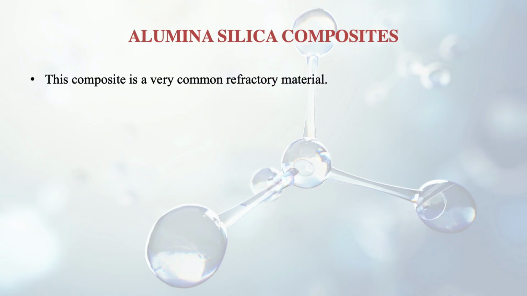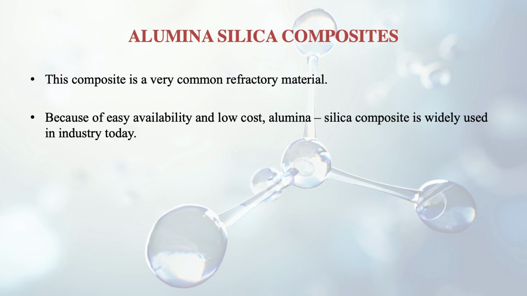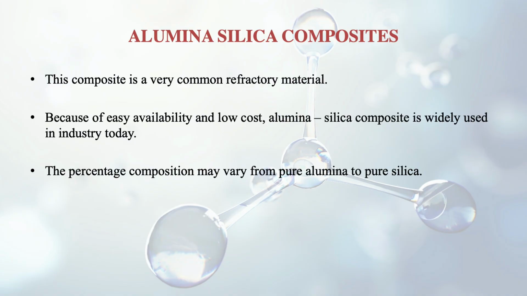First of all, in this lecture, we are going to discuss alumina silica composites. From the name itself, there is aluminium and there is silica, and this is a very common refractory material because of its easy availability and low cost. Both alumina and silica can be combined together as a composite, and they are very much used in our industries. But the percentage composition may vary from pure alumina to pure silica according to the various needs.